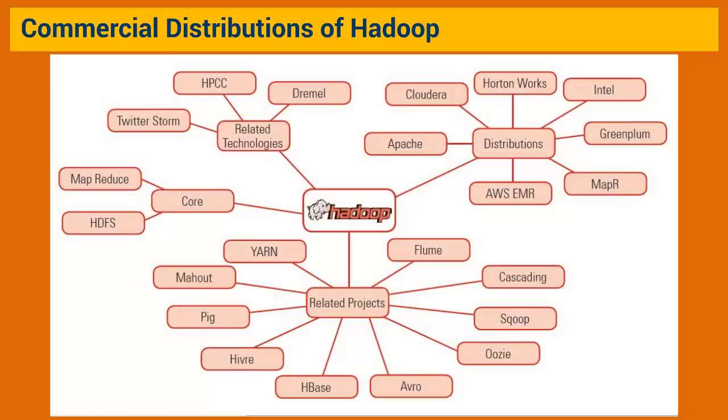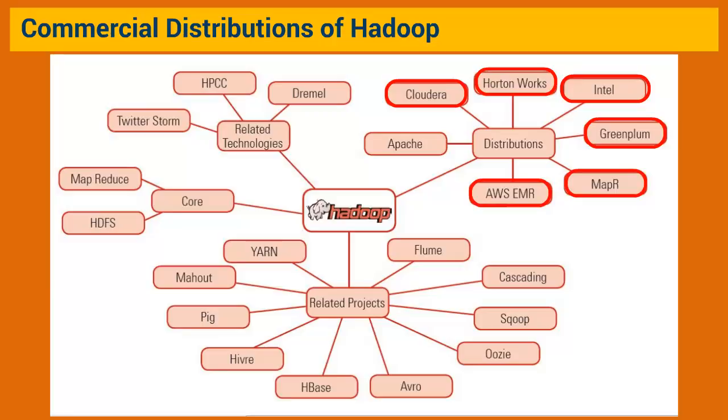Apart from Apache Hadoop that is discussed above, there are several other commercial distribution versions of Hadoop. Each of these offers unique features to address big data challenges. Together, these complete the ecosystem. Cloudera, Hortonworks, Intel, Greenplum, MapR, and AWS EMR are part of the Hadoop commercial distributions. We will discuss a few popular distribution versions.